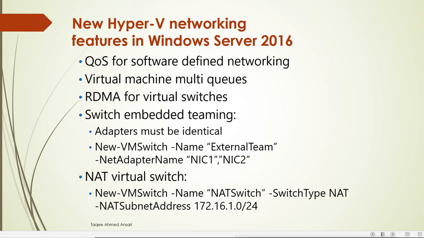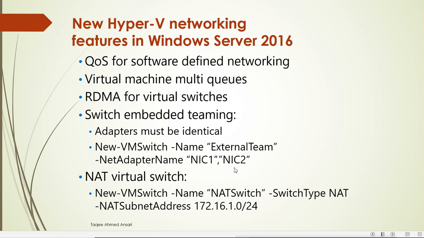So we use network virtualization so that when we move a machine from one Hyper-V server to another server, it will not change the IP address of that machine. Then we have new Hyper-V networking features in 2016. First, quality of service for software defined networking. We have virtual machine multi-queues. Then we have RDMA for virtual switches. Then we have switch embedded teaming also, where the adapters must be identical so that we can do the teaming under the virtual machine switches.